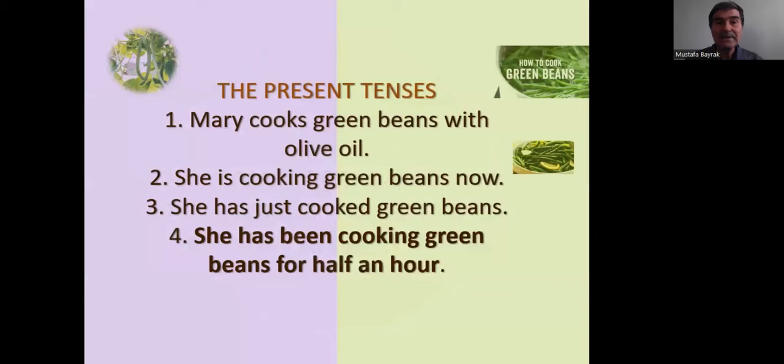For example, as the present tenses, we have learned three of them, but we haven't learned the present perfect continuous yet. As you know, there are four tenses in present, in past, and in future. Let's see the first four sentences in present tenses. The first one is simple present. For example, Mary cooks green beans with olive oil.